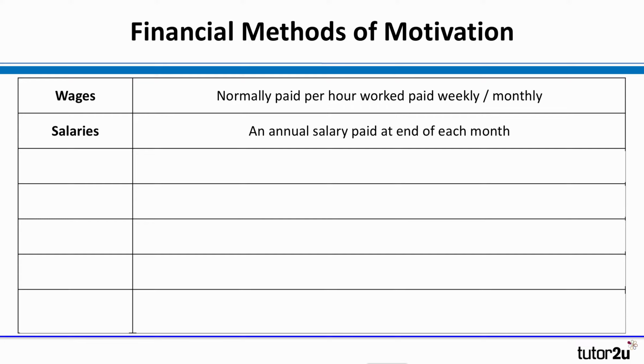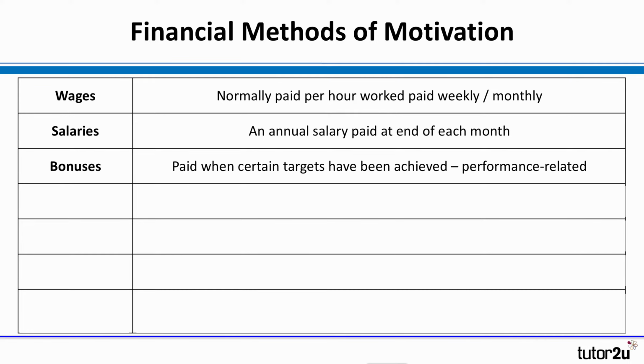A variation on the theme, but very popular, very common, is a monthly salary. It's actually an annual salary divided into 12 months, paid at the end of each month. So, for example, a salary of £50,000 a year would be split into 12 months worth, paid at the end of each month. Wages and salaries then are the basic pay.